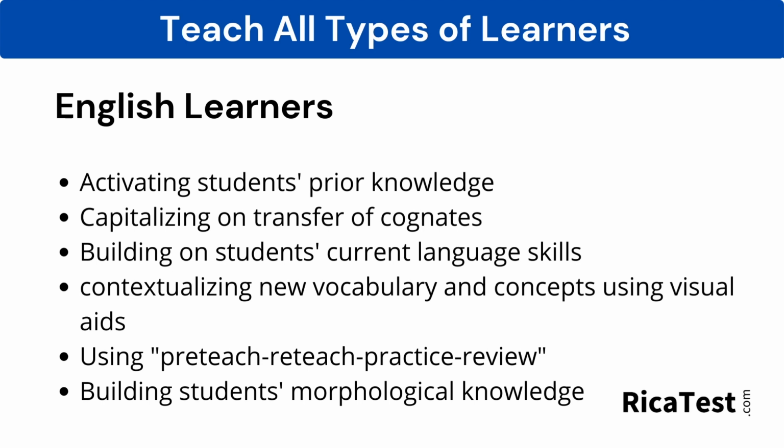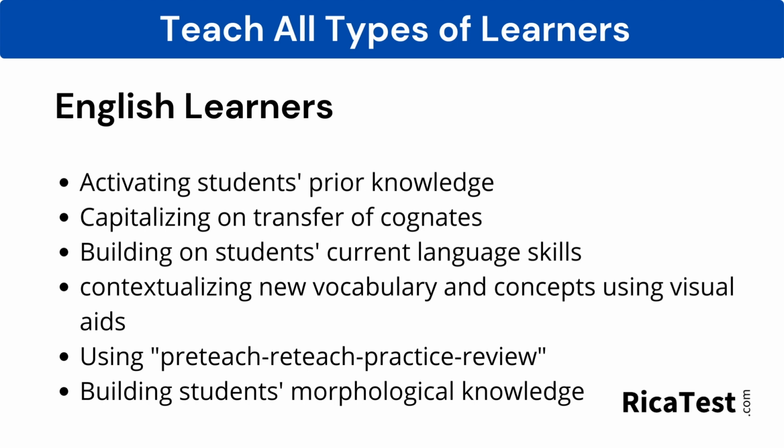We provide effective vocabulary, academic language, and background knowledge for English learners by activating students' prior knowledge by making explicit connections between their current knowledge and new vocabulary concepts. We also capitalize on the transfer of cognates. Cognates are words from different languages that look alike and also share the same meaning. Next, we can also build on our students' current language skills and reinforce their knowledge of basic, functional grammar to facilitate their reading comprehension.